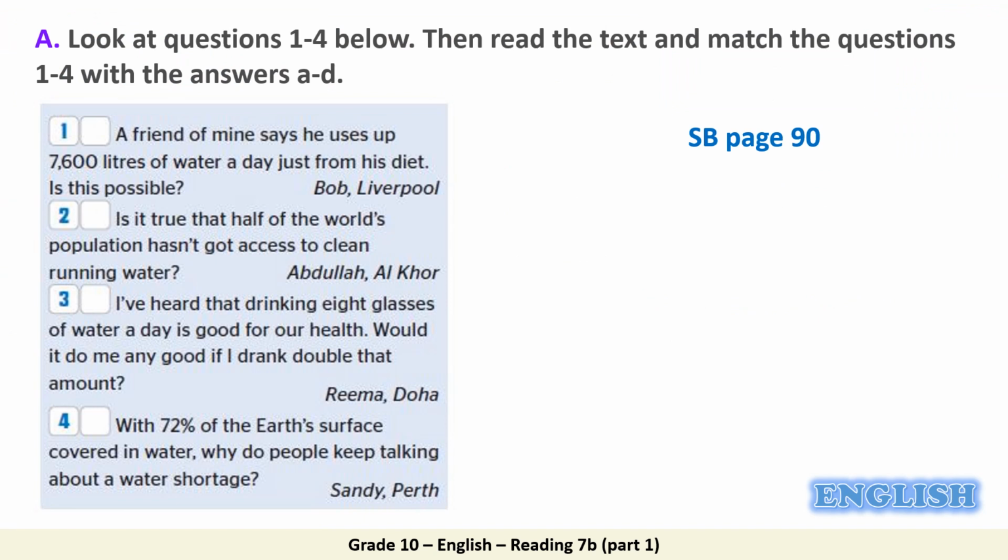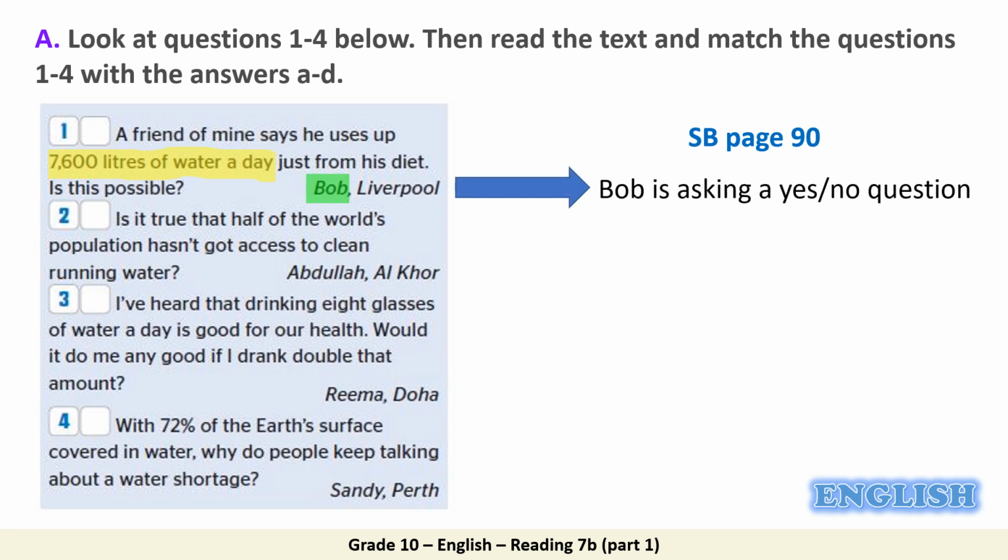Let's start with activity A on page 90. Look at the questions 1 to 4 below, then read the text and match the questions 1 to 4 with the answers A to D. Let's read them together before I give you enough time to do it. Number 1. A friend of mine says he uses up 7,600 liters of water a day just from his diet. Is this possible? So this question was sent by Bob from Liverpool. And Bob is asking a yes or no question. So you are going to provide a yes or no answer.